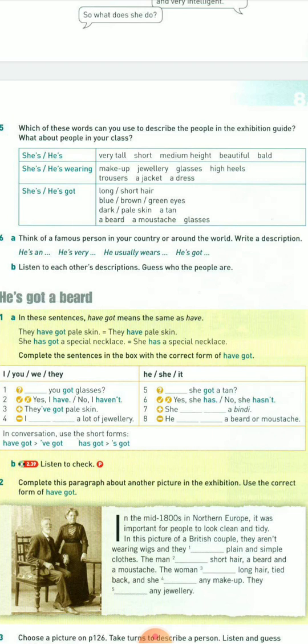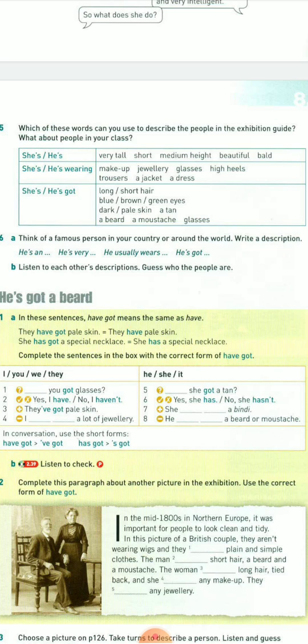No, she's wearing. Wearing is the verb that you use to talk about clothes and things you put on your body. Like makeup, jewelry, glasses, high heels, trousers, a jacket, and a dress. High heels, taco alto. If we have classes someday, you will see that I never wear high heels. I hate it because I'm super tall.